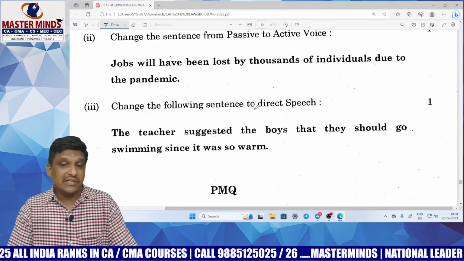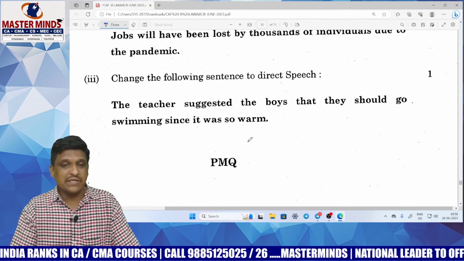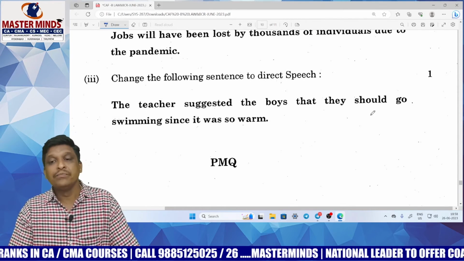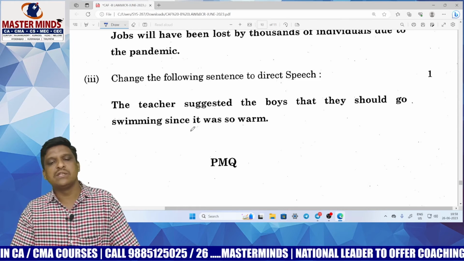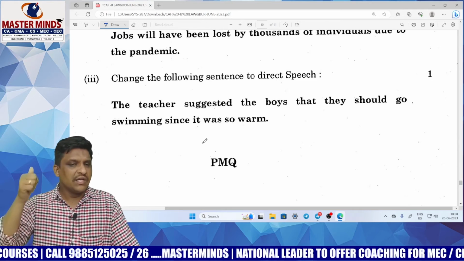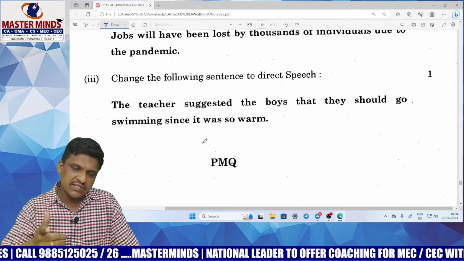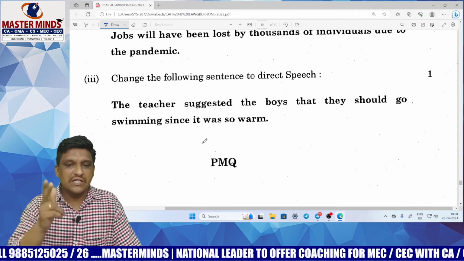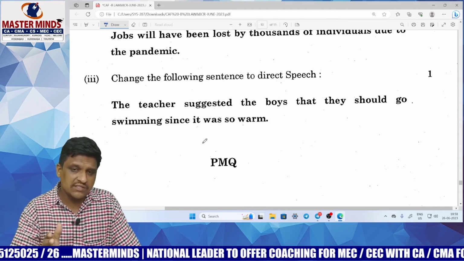Next, change the following sentence into direct speech. The teacher suggested the boys that they should go swimming since it was warm. Just stick to the 7 rules that change. First change is change in punctuation. Second change is change of comma to a connector. Third change is change in tense. Fourth change is change in pronouns.